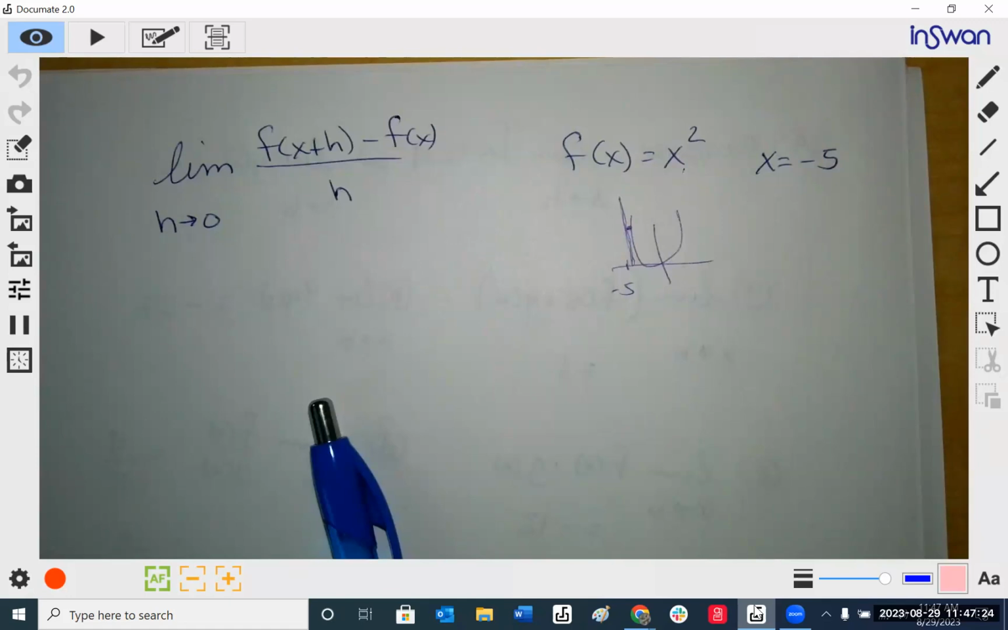The function is x squared, but we want to know what is the slope of the tangent line when x equals -5. So it'll be at that point. What's the slope of the curve at that point? So how do you figure it out? Use the difference quotient for that. We use that formula given, it gave us the difference quotient: f of x plus h minus f of x over h.